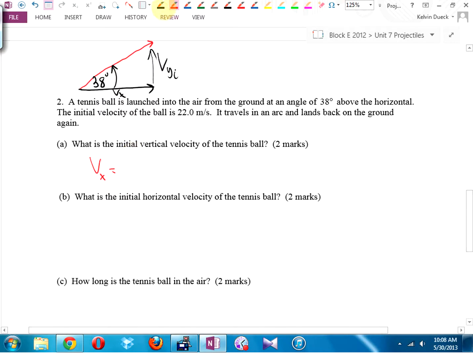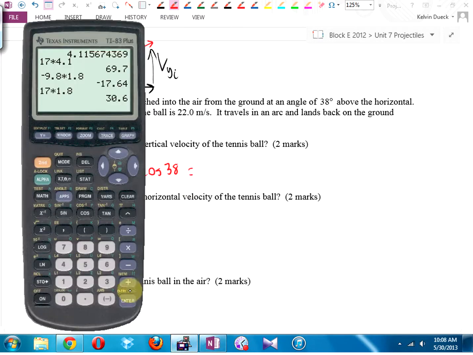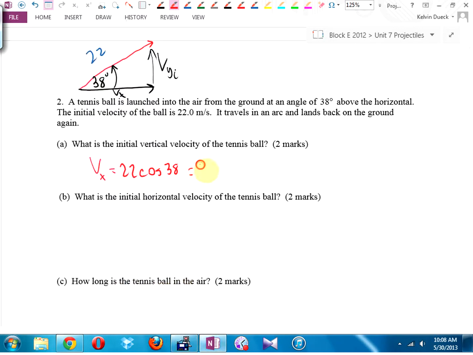Oh, I forgot to put the actual velocity on my diagram. How about putting the 22 right there? Sheesh, that scared me for a second. Is it 22 cos 38, right? 17.3. Vertical, Mr. Dueck. Vertical. Good gosh.